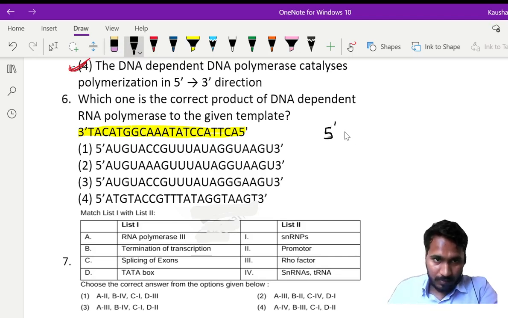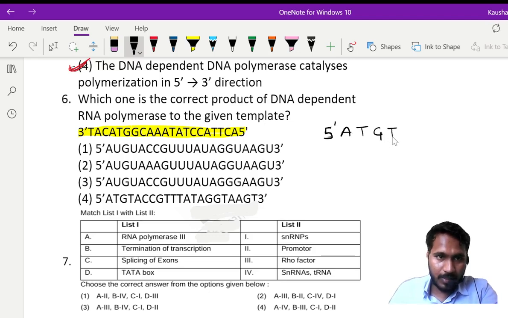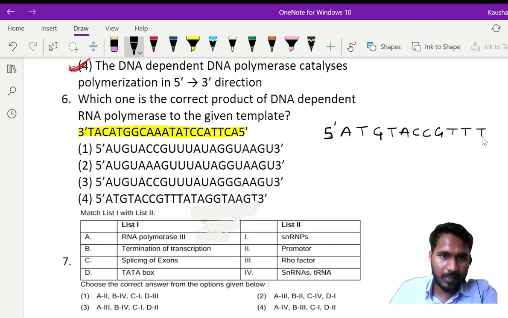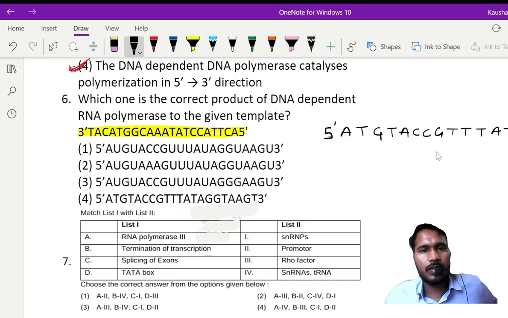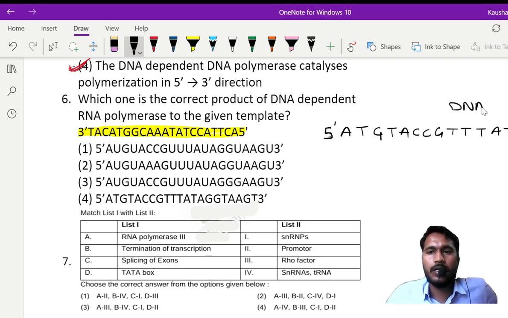You match: T will bind with A, A will bind with T, C will bind with G, A will bind with T, T will bind with A, then C, G, T, T, T, A, then G. Now this is your DNA strand. Again, I'm saying this is your DNA strand, the DNA coding strand.